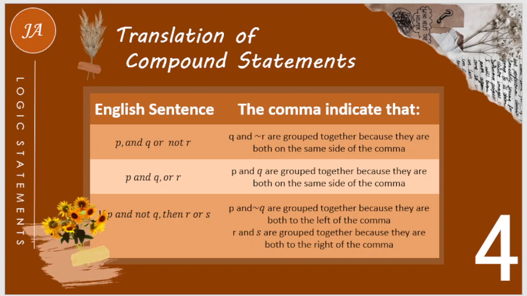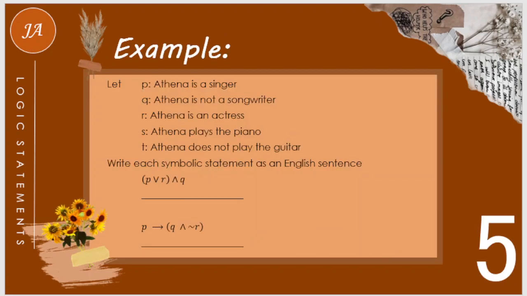So let's have here our first example. Let P, Athena is a singer. Let Q, Athena is not a songwriter. Let R, Athena is an actress. Let S, Athena plays the piano. Let T, Athena does not play the guitar. We will write each symbolic statement as an English sentence.